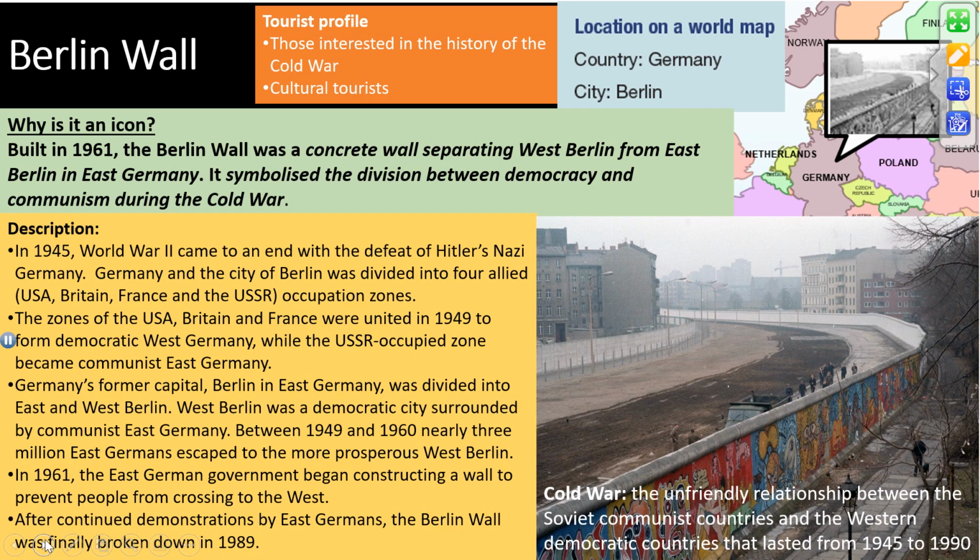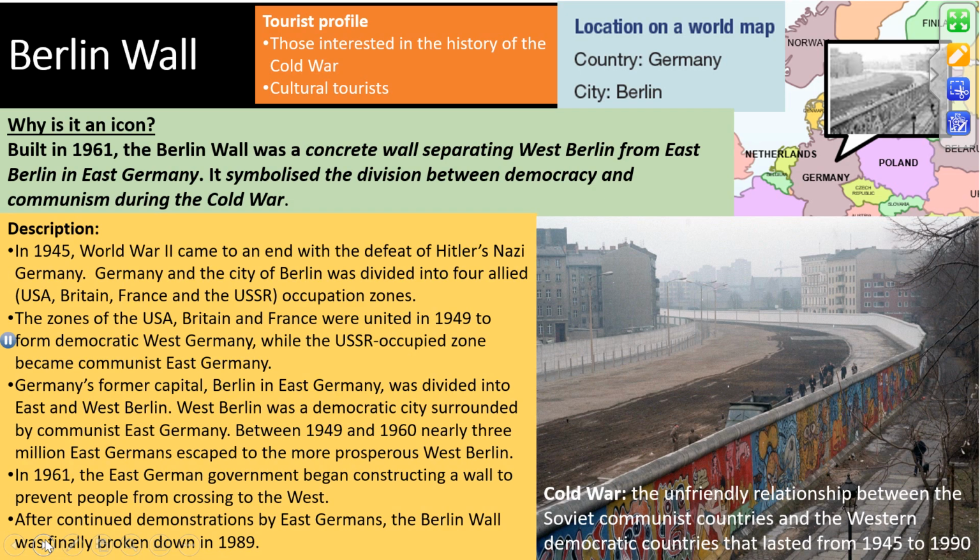And for those of us that are not history boffins, let's have a quick explanation of the Cold War. It's not a war as such as where people shot each other and dropped bombs on each other, but it was more an unfriendly relationship between the Soviet communist forces and the Western democratic countries. And that lasted from 1945 until 1990.